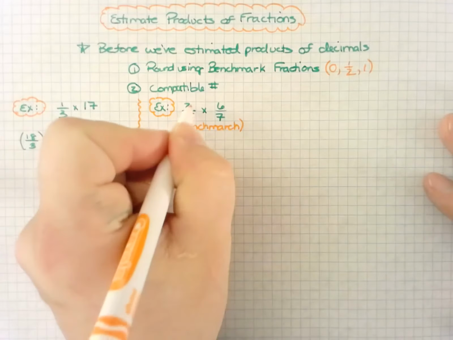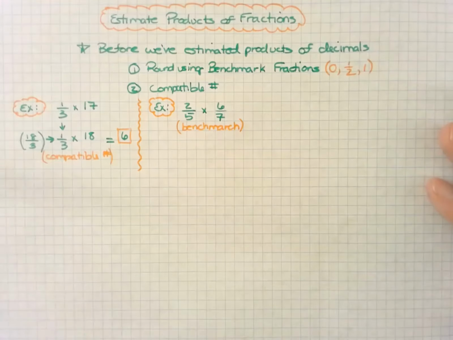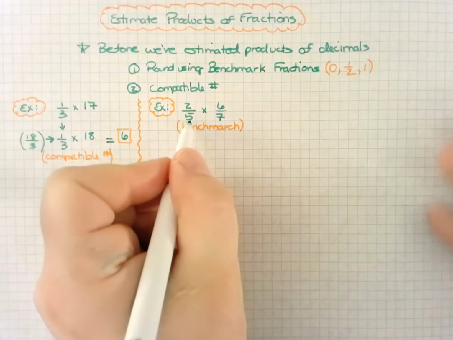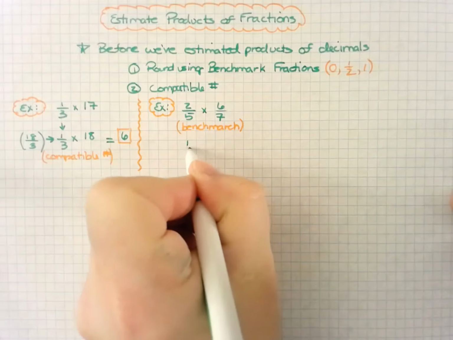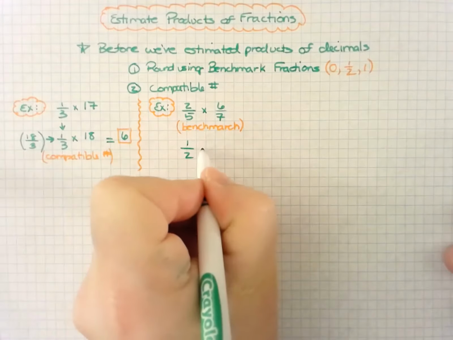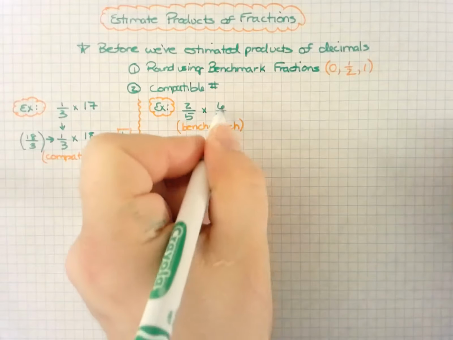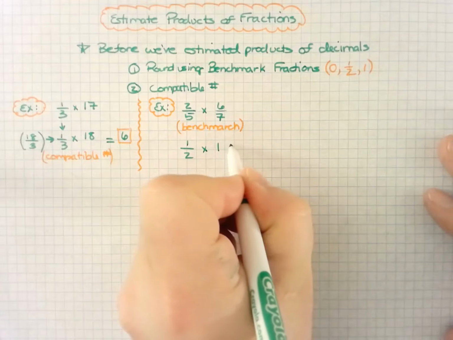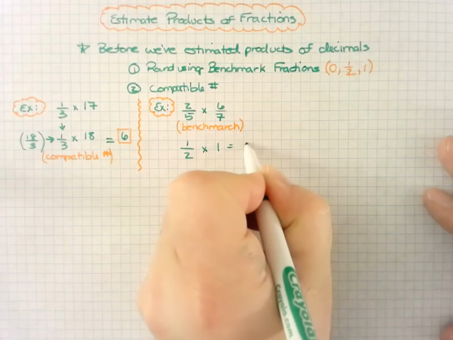So if I take a look at 2/5, I recognize that 2 is closer to half of 5, and so I'm going to choose 1/2 as my benchmark. And then 6/7 is close to a whole value of 1. And so my answer should be close to 1/2.